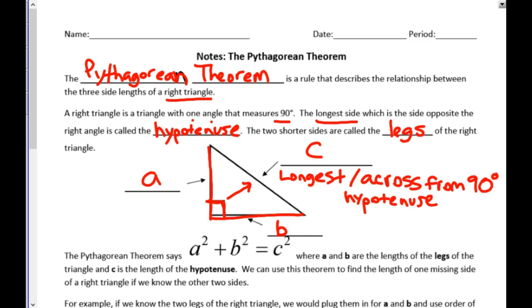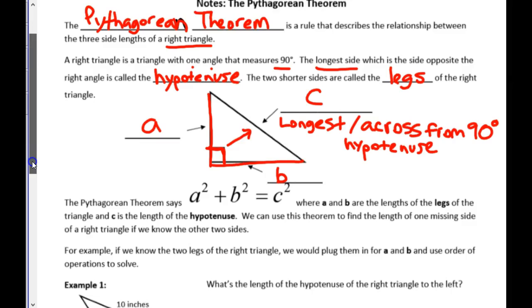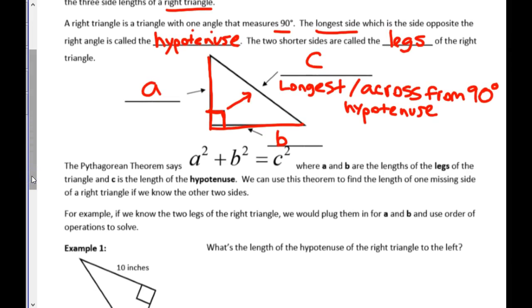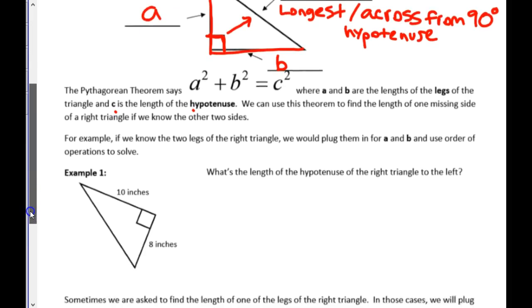Cool? So, Pythagorean theorem, which you've probably seen before, is a squared plus b squared equals c squared, where a and b are the legs, c is the hypotenuse. We can use this theorem to find the lengths of one missing side of a triangle if we know the other two sides. So, do two examples, and then on the back you're going to do the rest of it. So, for example, if we know the two legs of the right triangle, we plug them in for a and b. So, let's label. So we got a and b next to the 90, and then we got c is missing. Call it x.